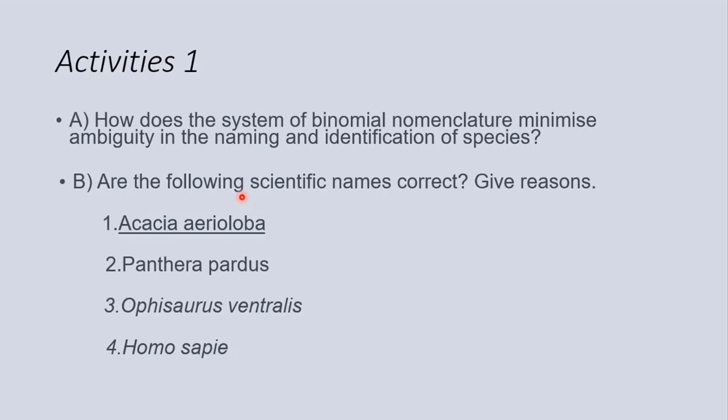And anyone who wants to tackle A: how does the system of binomial nomenclature minimize the ambiguity in naming and identification of species? We talked about this at first. And the reason why I want you to answer this is I don't want you to just abstract or tabulate the one in the memorandum only. You can tabulate it in your own language.